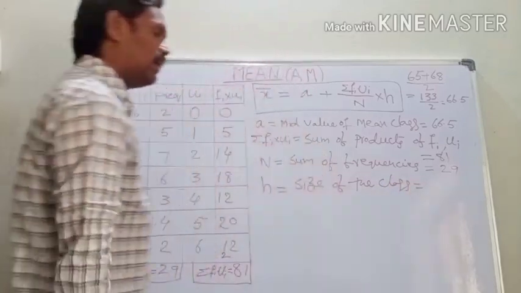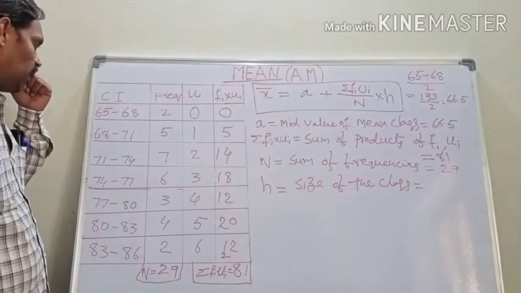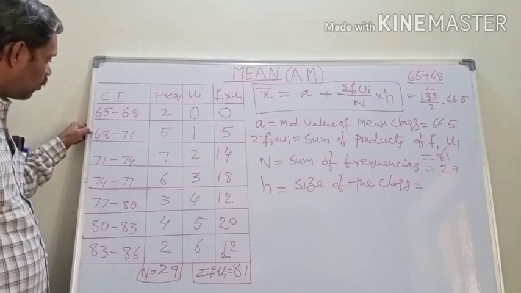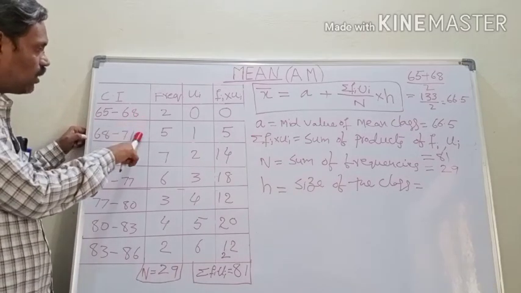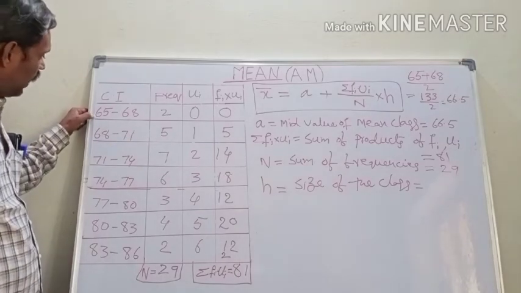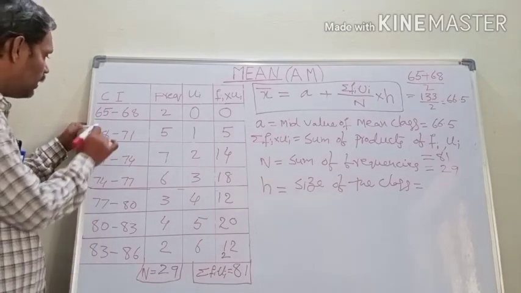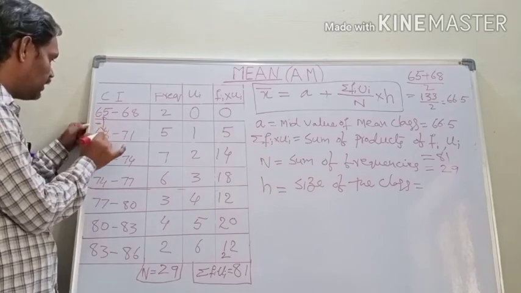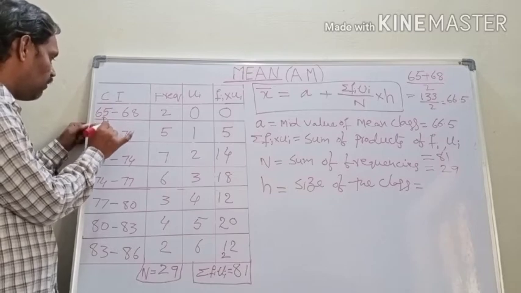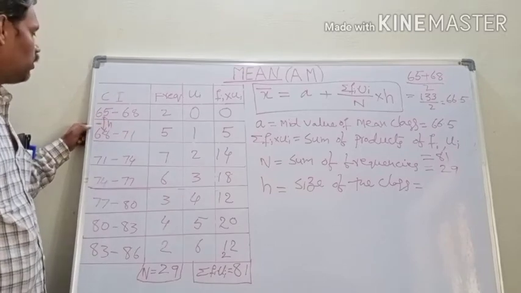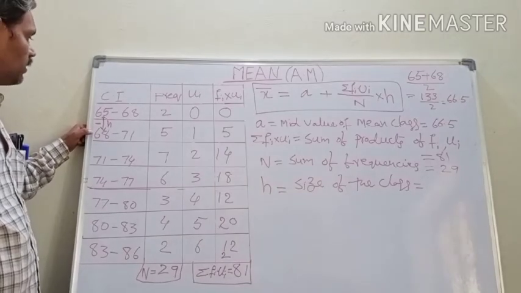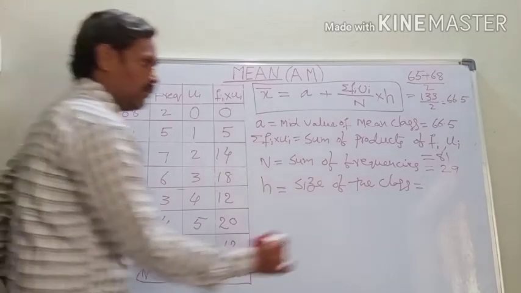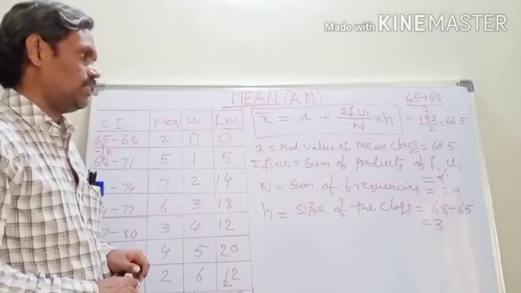How can you get the size of the class? You have to subtract two consecutive lower limits, or you have to subtract two consecutive upper limits. If you subtract two consecutive lower limits, that means you take the difference of these two for getting h. If you subtract 68 minus 65, it gives the value of h. So what is the size of the class? 68 minus 65, it gives 3.